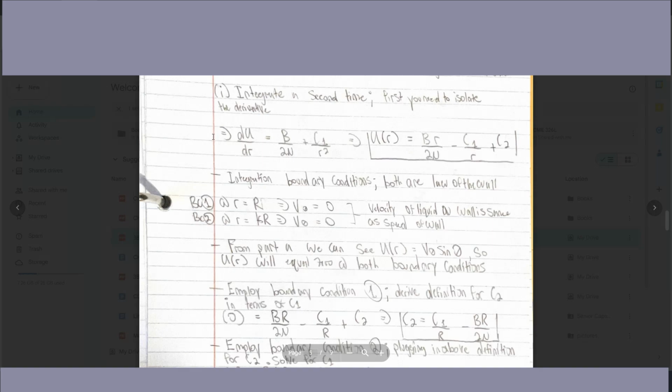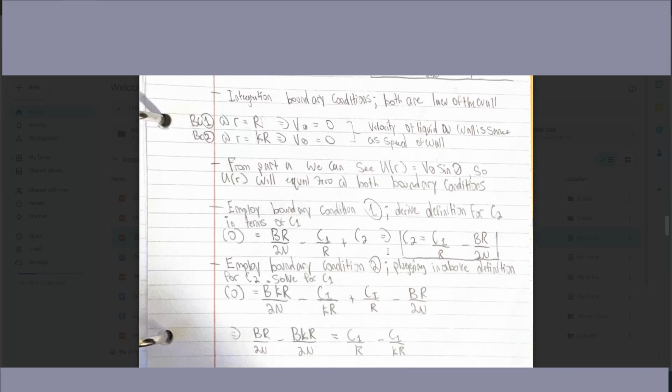All right, so part A, we could see that UR equals V theta sine theta, so UR will equal 0 at both boundary conditions. V theta is 0 at both those boundary conditions, so UR will be 0 at those boundary conditions. That makes sense. All right, so now you're employing the boundary conditions.